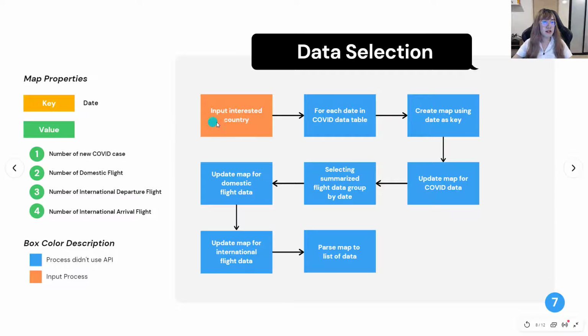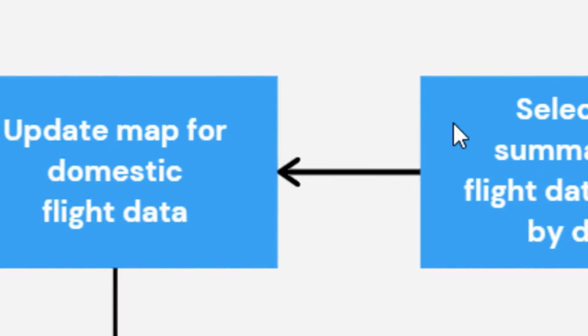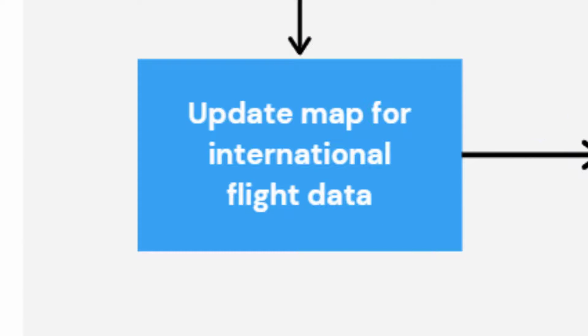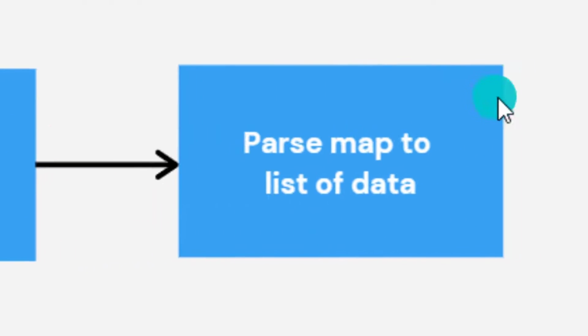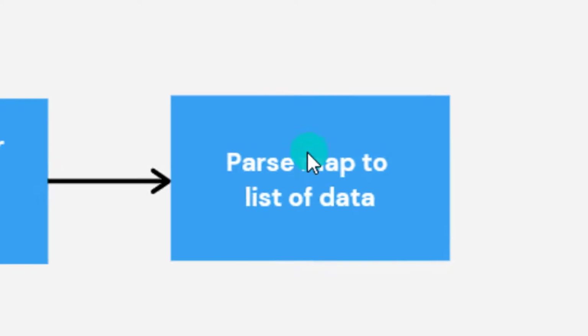The map object will initialize empty. So this script will query the domestic flight data and international flight data and store them into our map. And then it will pass the map to the list of data to return the value.